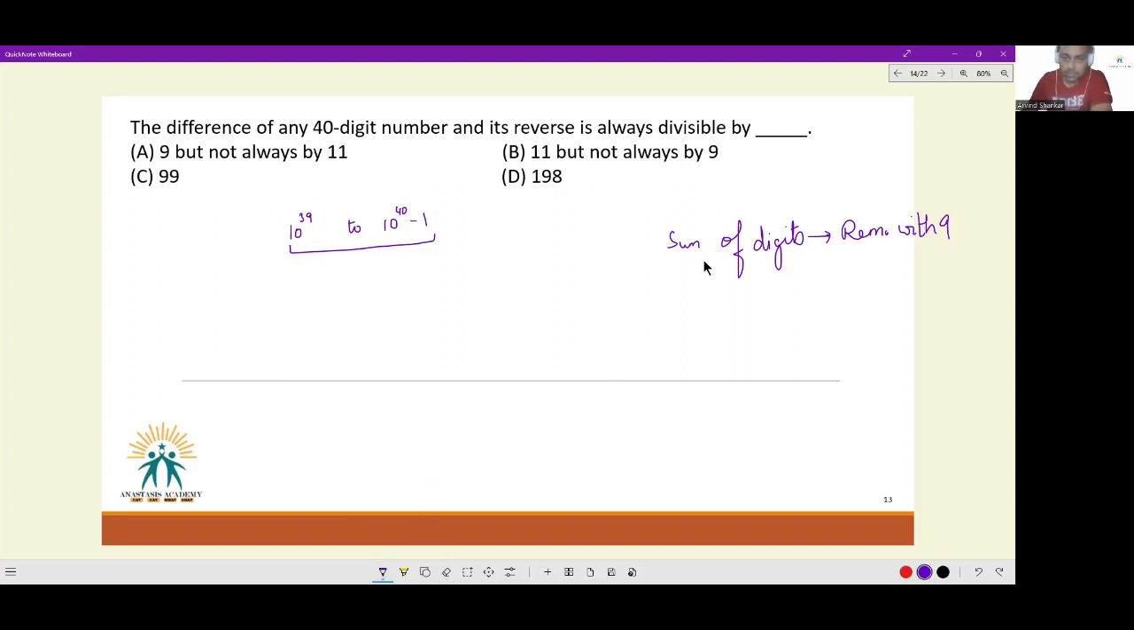Now, sum of digits gives me remainder with 9. So if you take the difference of a number and its reverse, the result you will get is always a multiple of 9. At this time, you can happily rule out option B as the answer, because 11, but not always 9. No, it is always 9. But the challenge remains: 9 is present in all the other three options. Then how do we proceed? Then we do this.